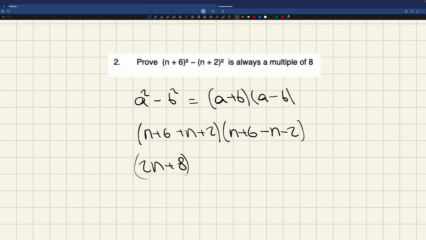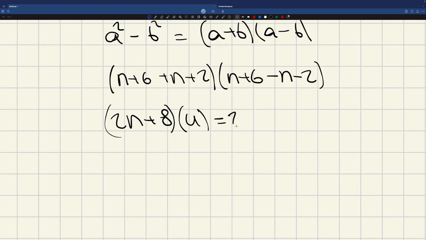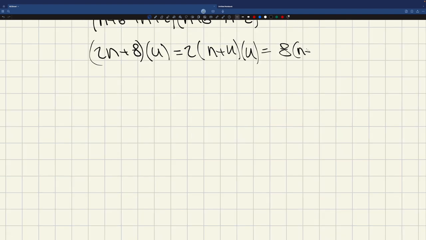2n plus 8 multiplied by 4. We can take out the 2 from the brackets over here. We will get 2 times (n plus 4) times 4. Therefore, 8 times (n plus 4), which is obviously a multiple of 8.